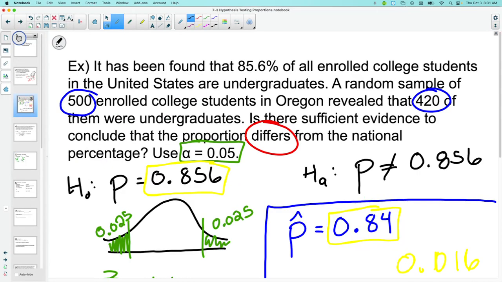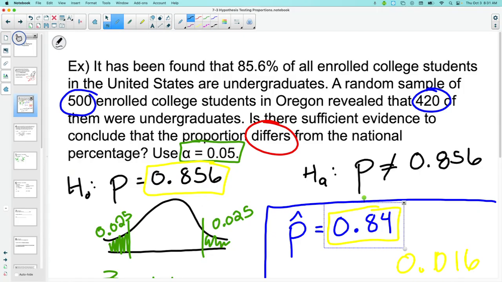84% is different than 85.6. Absolutely it is. But our evidence is not strong enough to say that this difference of 1.6% isn't due to just random chance or however we set up the thing, right? Maybe if we ask more people, maybe it would end up being that. We can't know for sure.